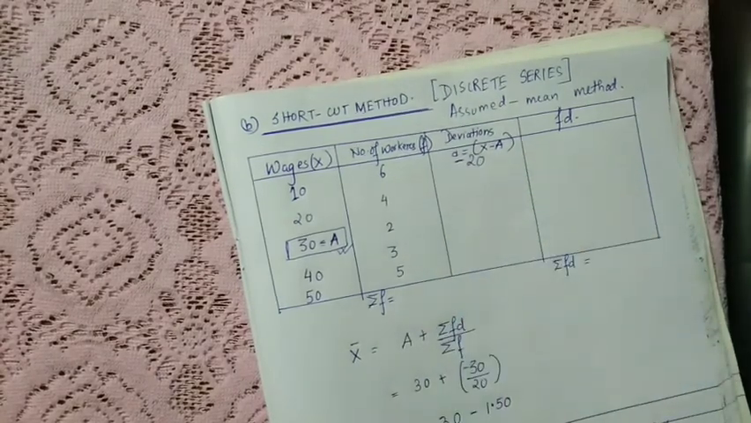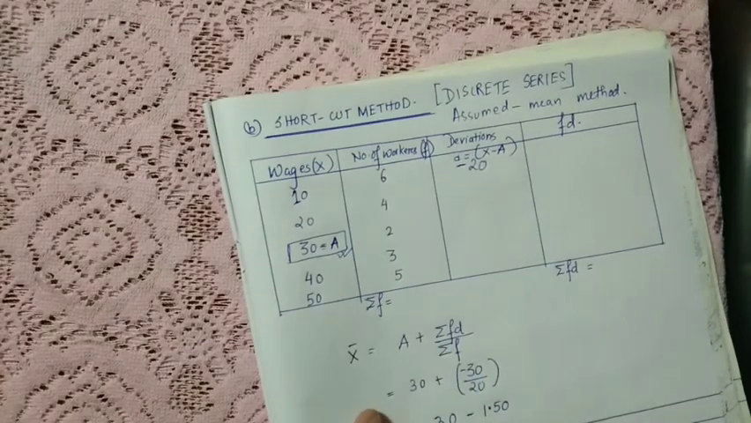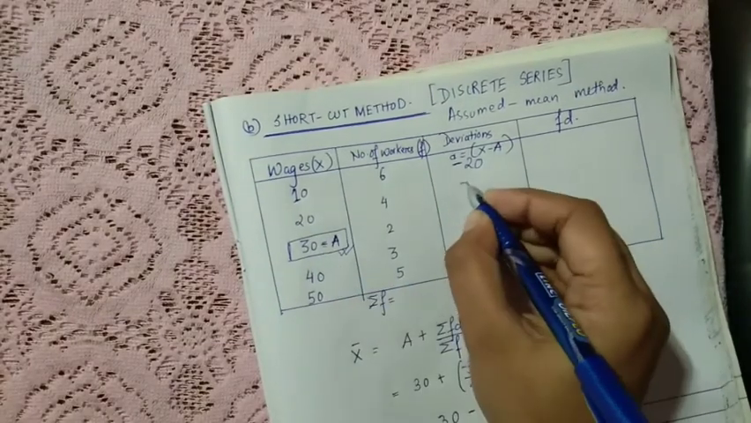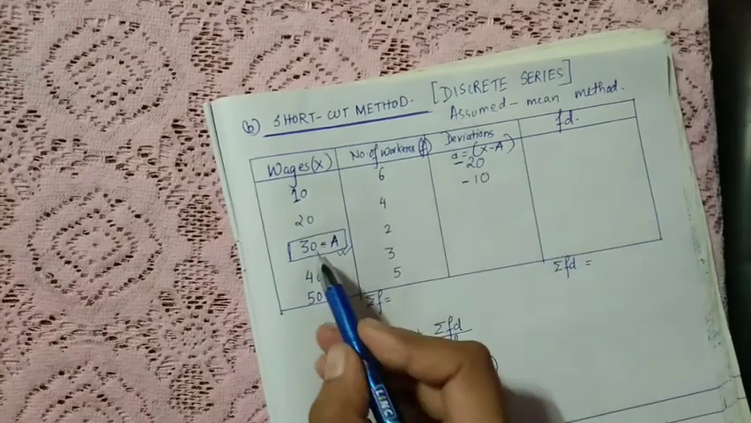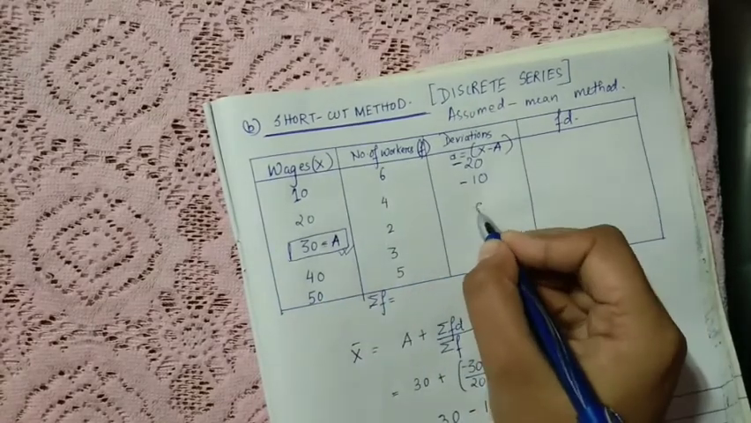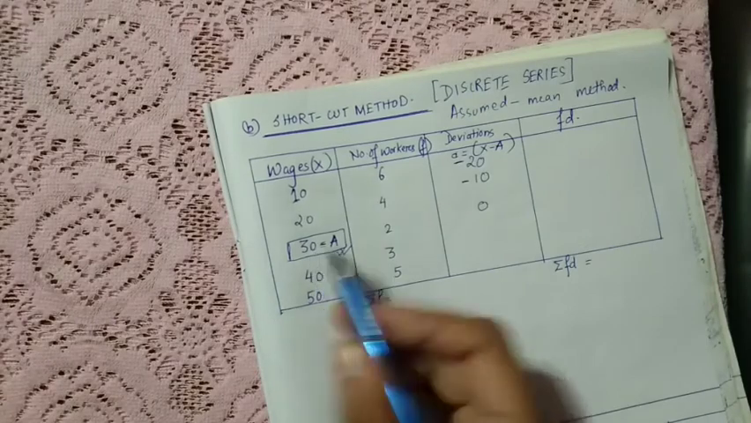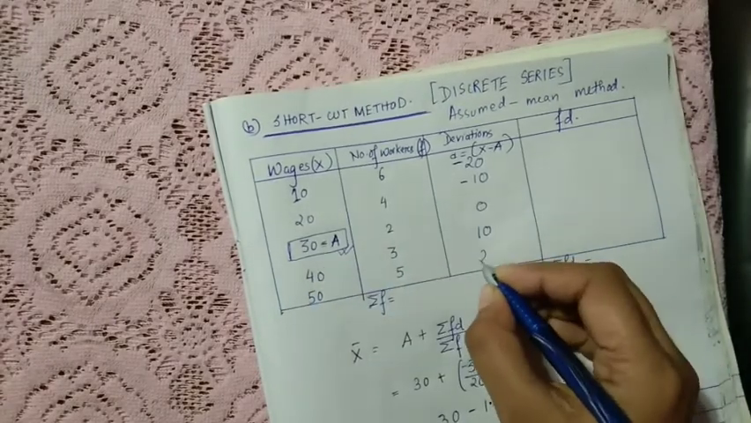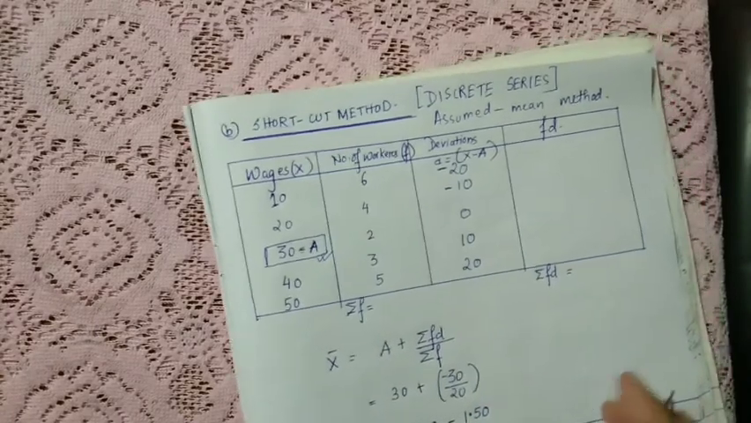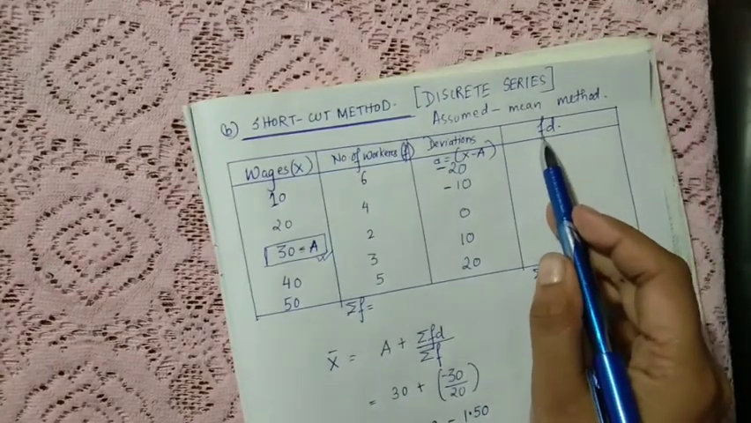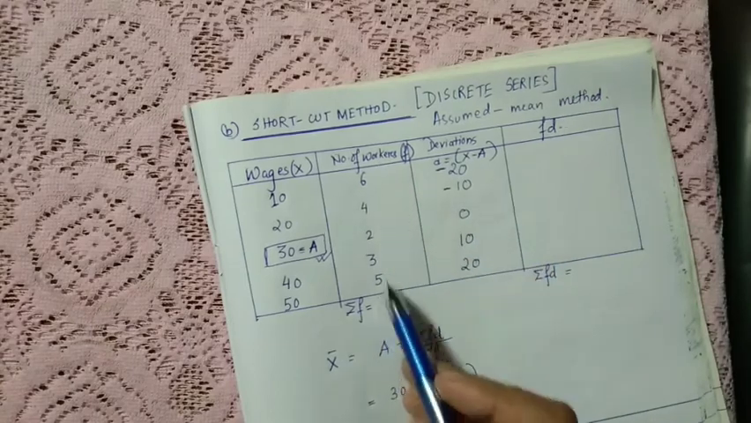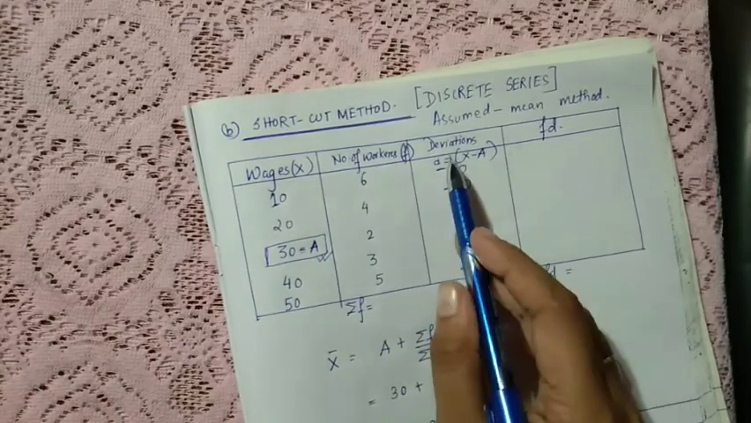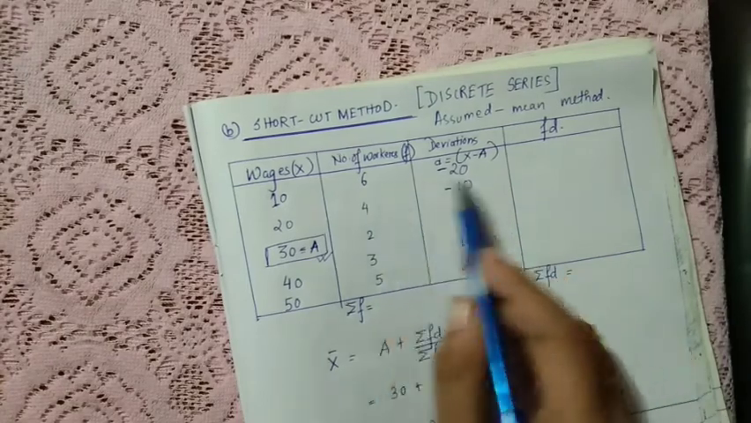20 minus 30 is minus 10. 30 minus 30 is 0. 40 minus 30 is 10. 50 minus 30 is 20. Now we need to find out fd, f into d. Which is the f value? This one, the number of workers. Frequency is this one, and the d value, that is the deviation value, is this one. We need to multiply it.